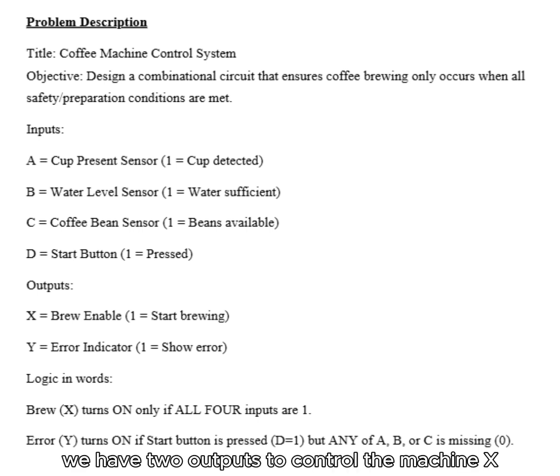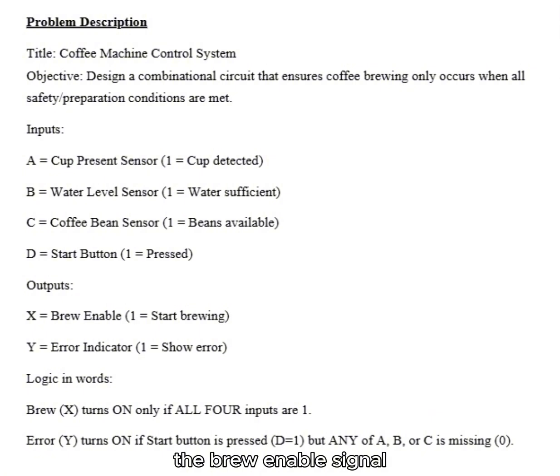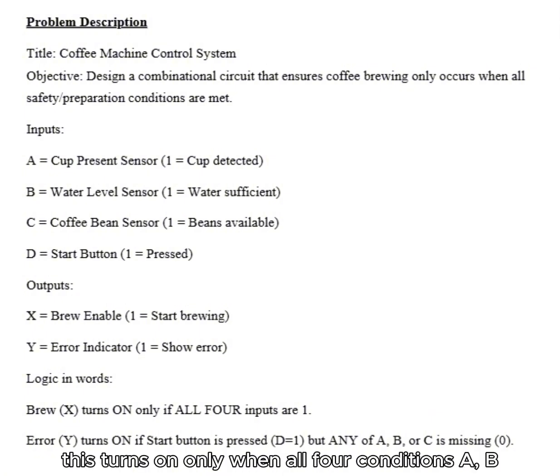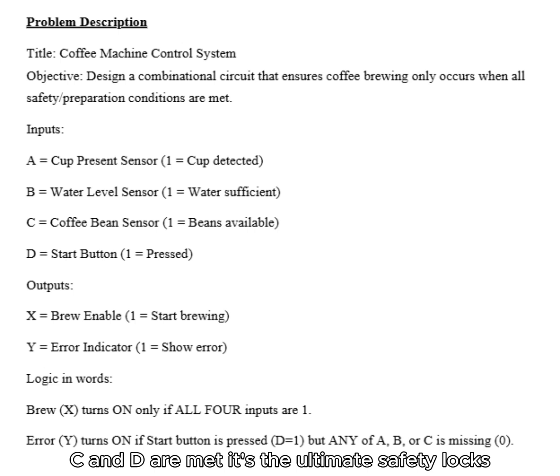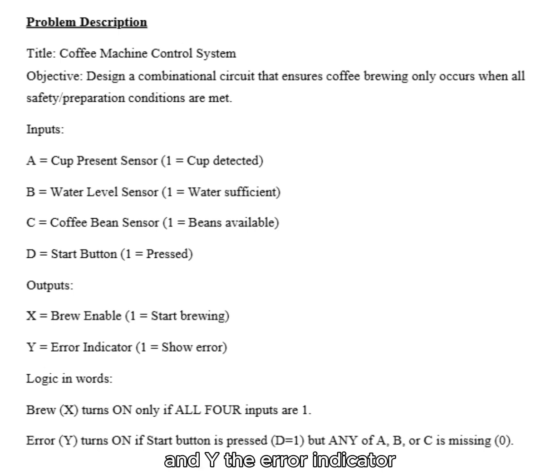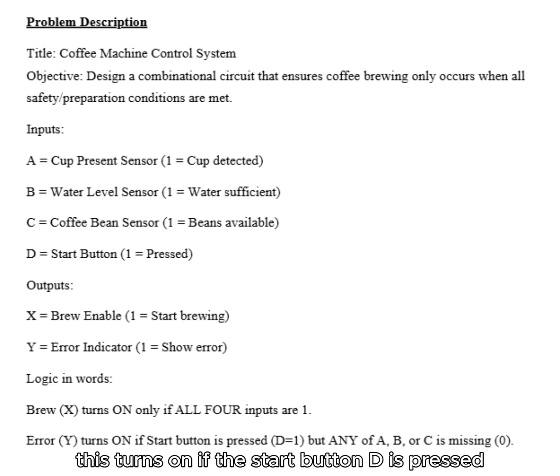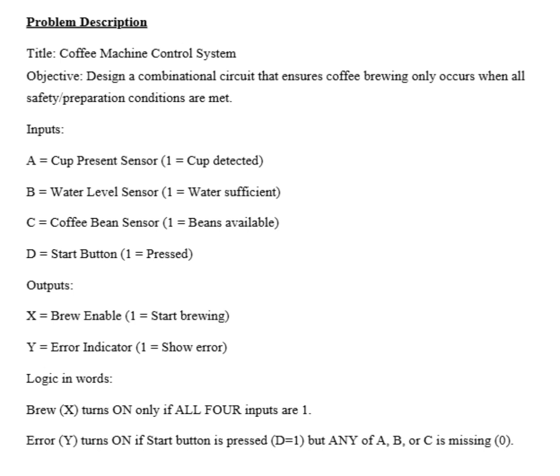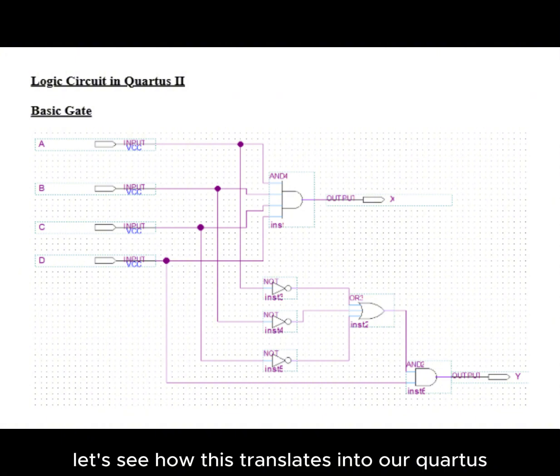For the output part, we have 2 outputs to control the machine. X, the brew enable signal. This turns on only when all 4 conditions A, B, C and D are met. It's the ultimate safety logic. And Y, the error indicator. This turns on if the start button D is pressed but one or more of the other conditions A, B or C is missing. Let's see how this translates into our Quartus schematics.